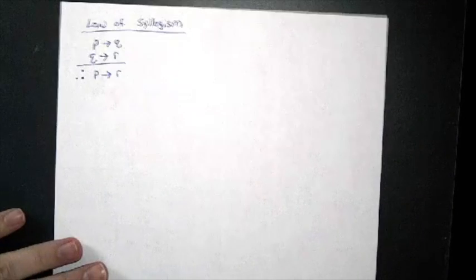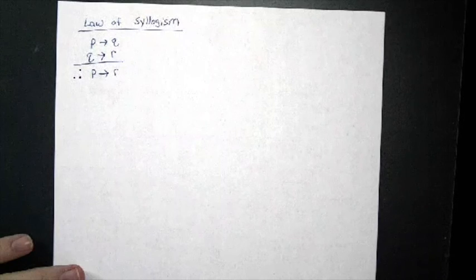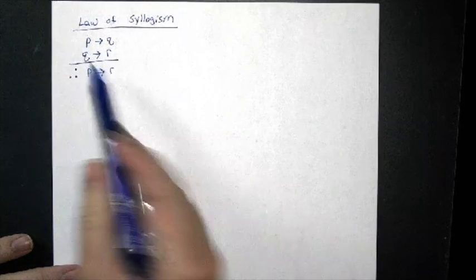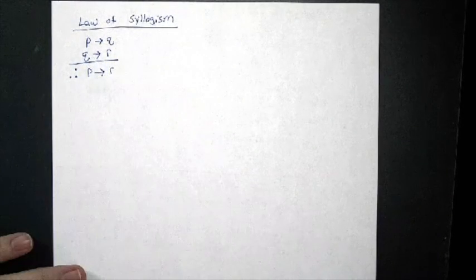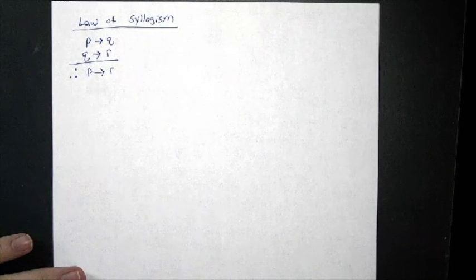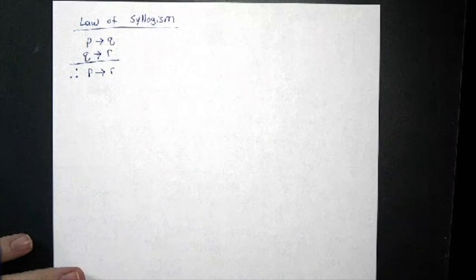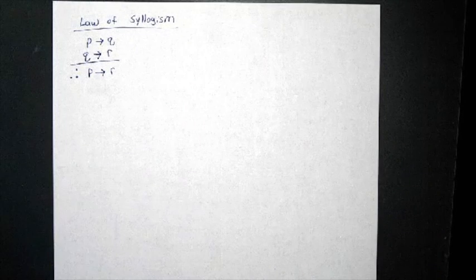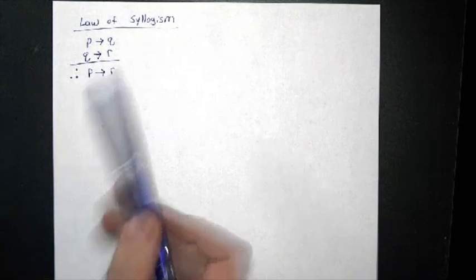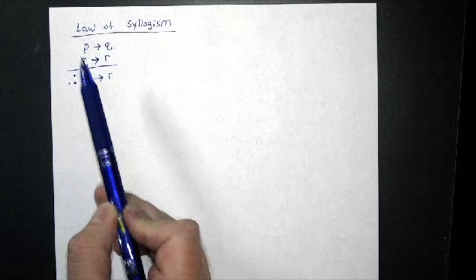Now let's go over and talk about the two laws of logic that we learned. The first one was the law of syllogism, and here was the map of the law of syllogism. And remember, the way you're going to know the law of syllogism apart from the law of detachment is that the law of syllogism is always going to give you two if-then statements.